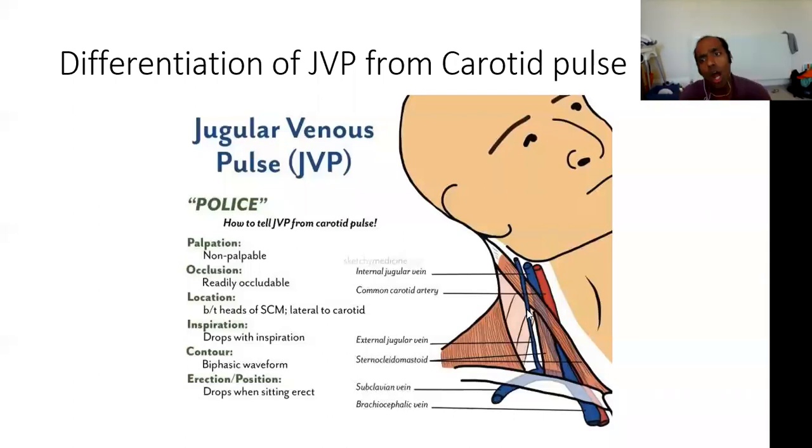And there are many ways on how to do that. Okay. And obviously, the easiest thing to look for is the palpability of the pulse. If it's a carotid pulse, you can palpate it. That's one way of differentiating. And the second thing is compressibility. You can compress and get rid of the jugular venous pulse, but you can't do that for the carotid pulse. Okay. So look for palpability and compressibility. Okay. And that's easy how you differentiate the jugular venous pulse from the carotid pulse. There are some other things, just read that later.